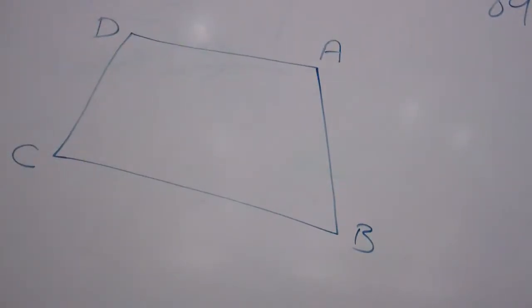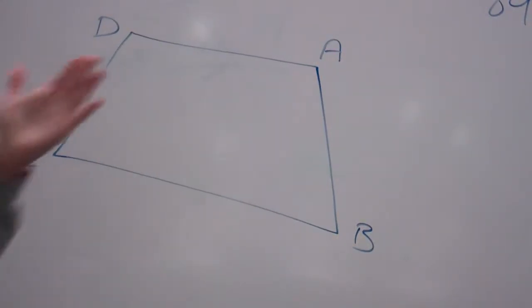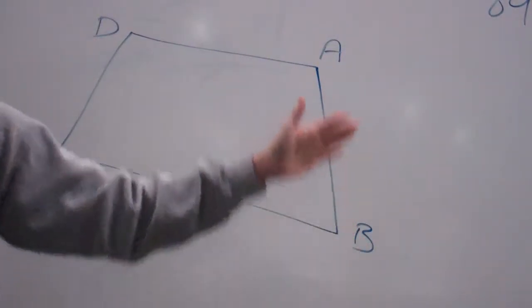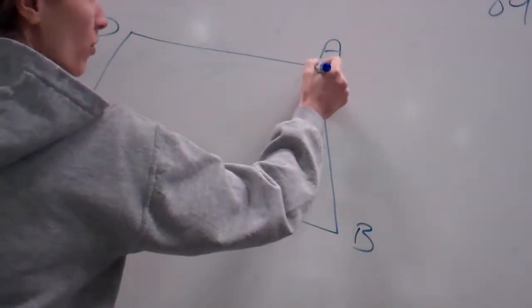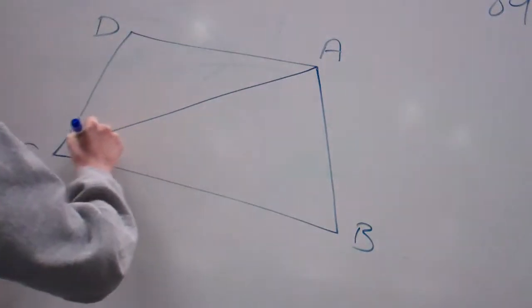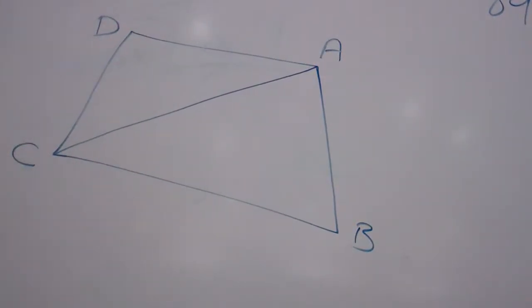Now, a diagonal, what you're going to do is draw a diagonal between two non-adjacent angles. And non-adjacent angles is basically like opposites. It's not on the same side, okay? So non-adjacent would be the opposite of A, which would be C. You see what I'm saying? So we're going to draw a diagonal right here, non-adjacent vertices, both of them, okay?